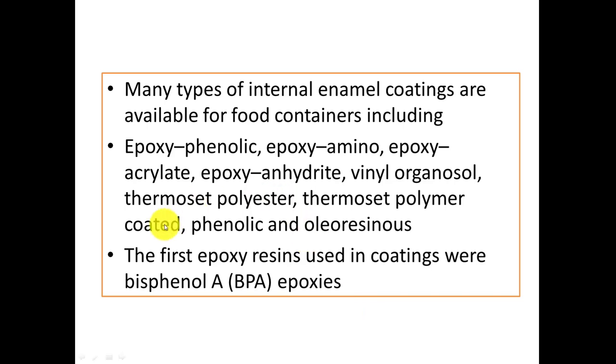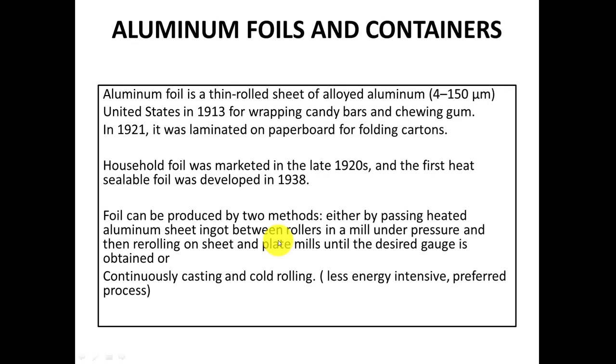So here are some examples. There are many types of internal enamel coatings used for food, like epoxy phenolic, epoxy amino, epoxy acrylics. There are a number of examples you can read. Phenolic: the first epoxy resin used in coating was bisphenol A, and to date people are using this bisphenol A popularly worldwide.